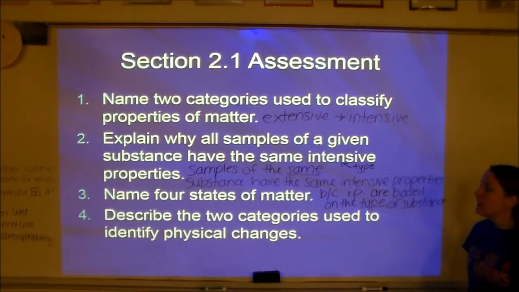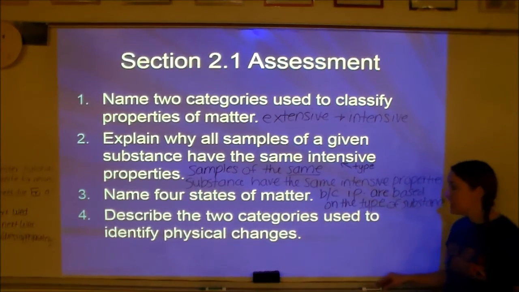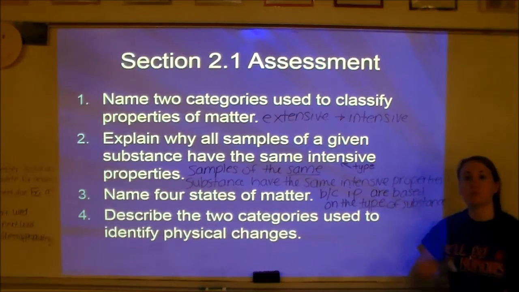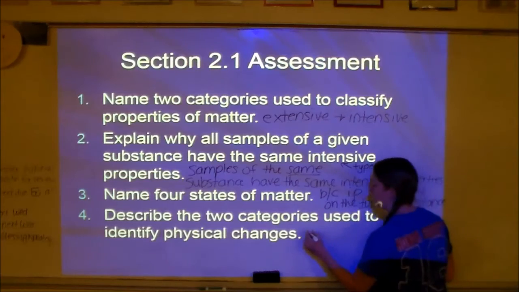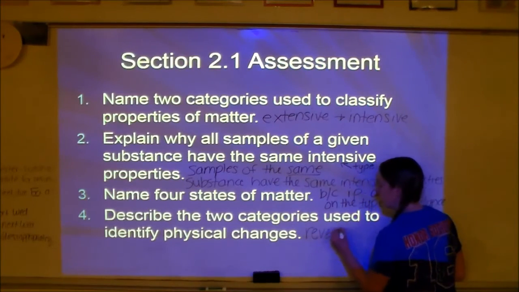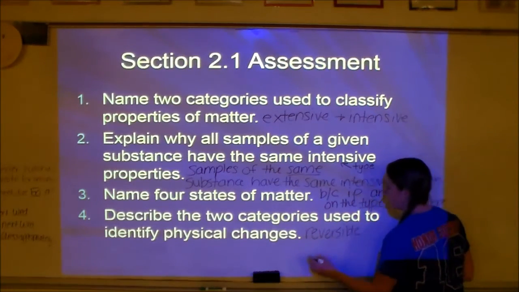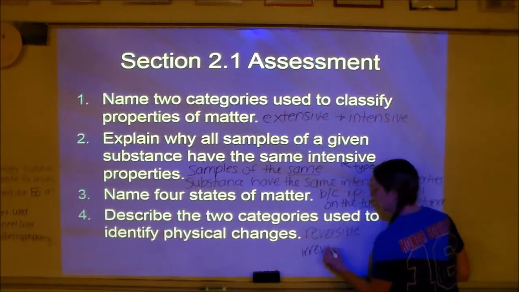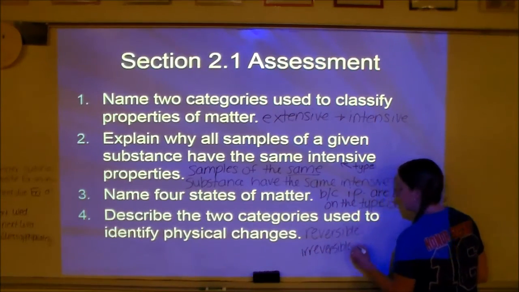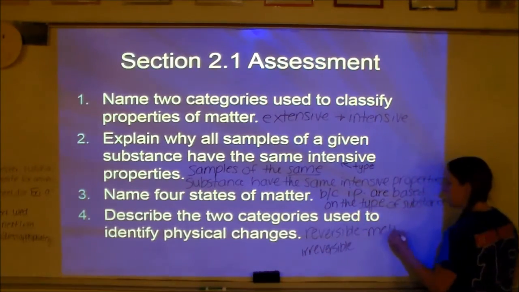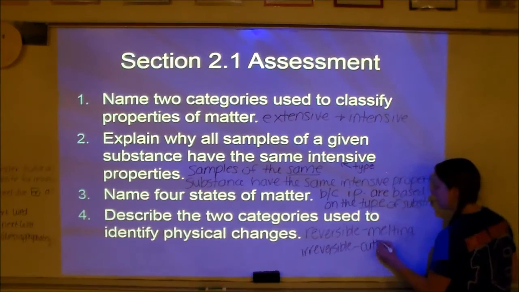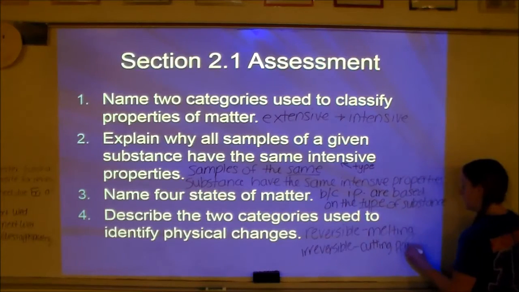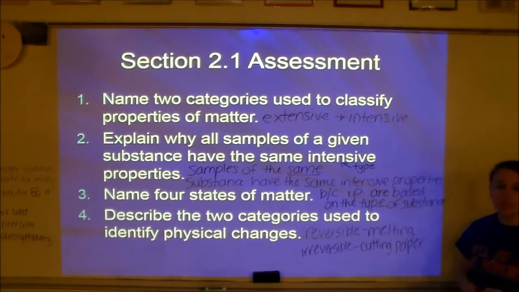All right, number 4, describe the 2 categories used to identify physical changes. Well, remember, we said a physical change can be what or what? Reversible, like melting, or irreversible, like cutting. Okay, so we have reversible or irreversible. And like I said, the reversible would be like melting ice, because we could refreeze that. The irreversible would be like cutting paper. Because again, we cannot reattach that without using outside assistance.